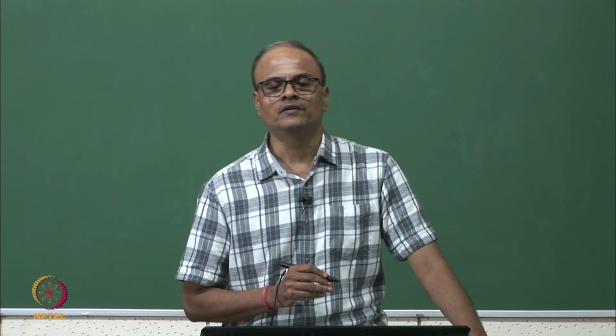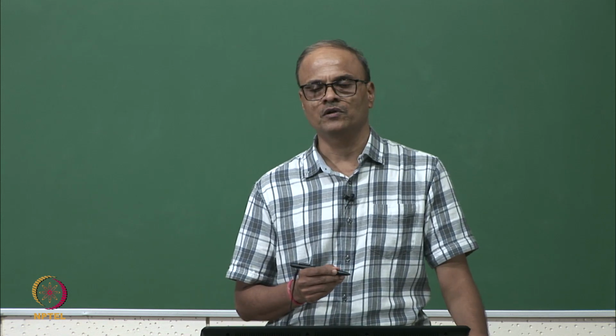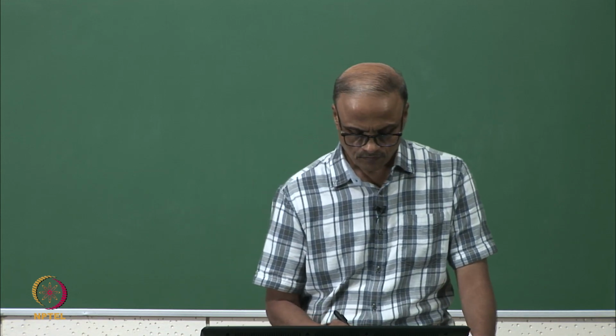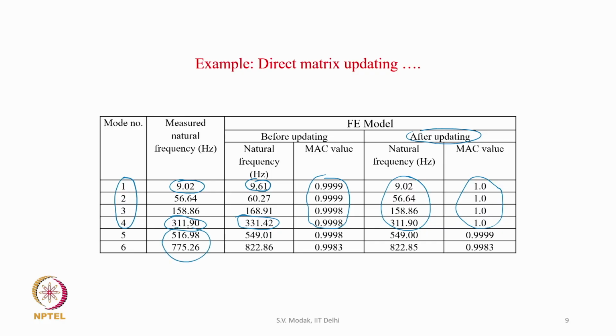Let us also compare what happens to the 2 modes beyond the updating frequency range, which were not used for updating. You can see these 2 measured frequencies, 516 and 775 hertz, were not used for updating. We see that there is not much improvement in the correlation of these frequencies, because more or less the frequencies have remained unchanged after updating. Similarly, the MAC values have also largely remained unchanged. So, this is the typical characteristic of the direct matrix updating method.